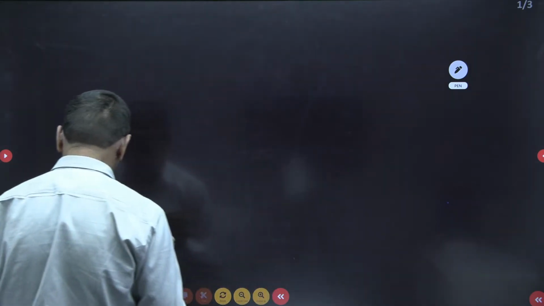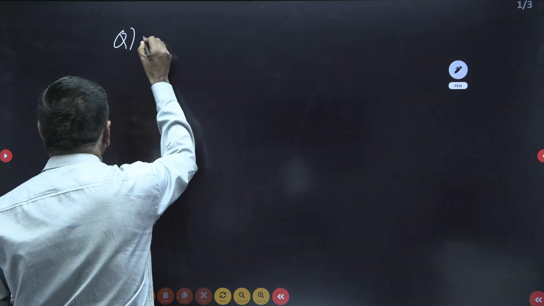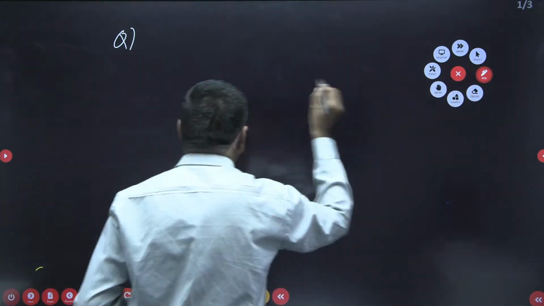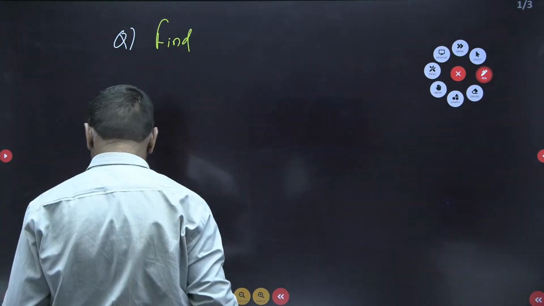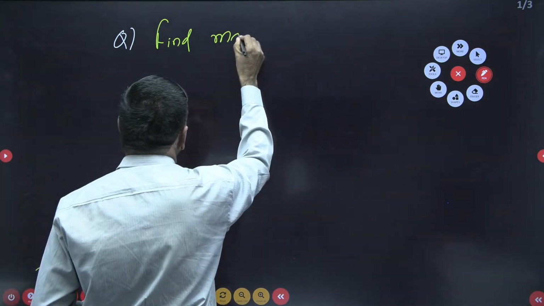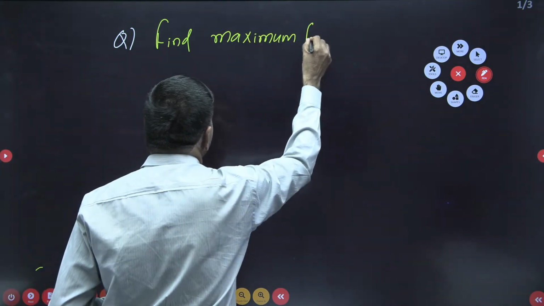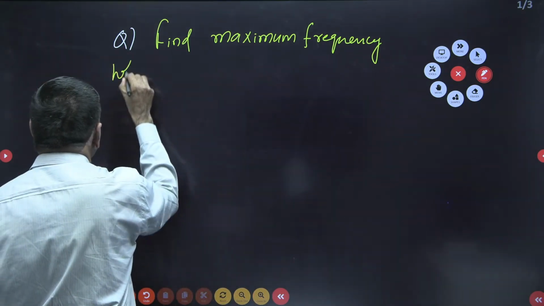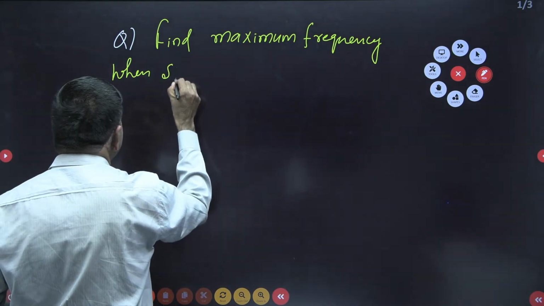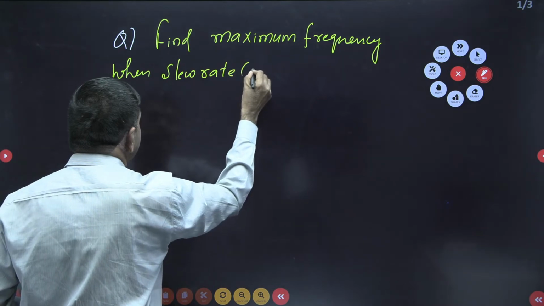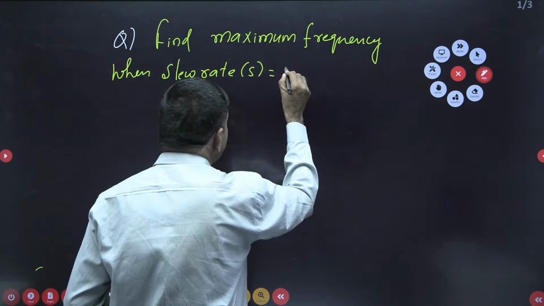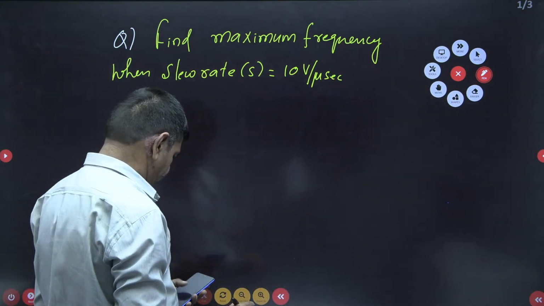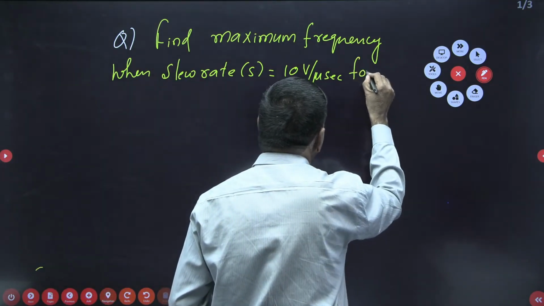Yes, the problem is given like this now. Find the maximum frequency when slew rate S equal to 10 volts per microsecond, for the given circuit.